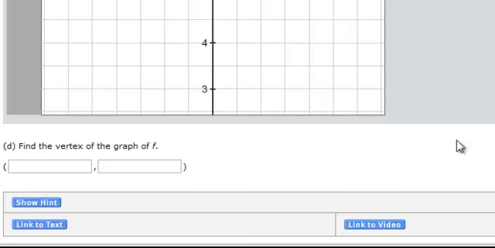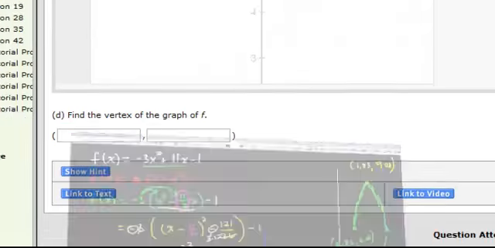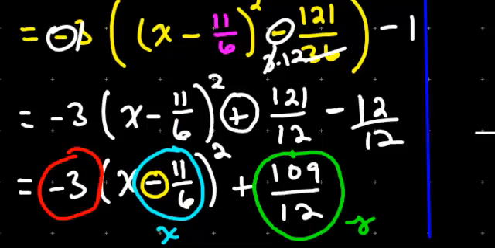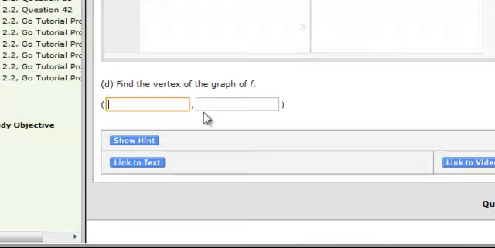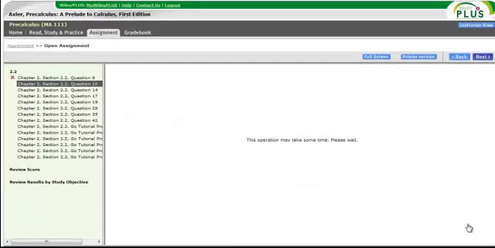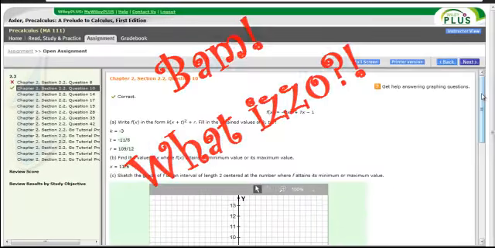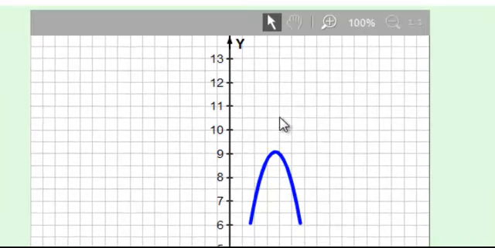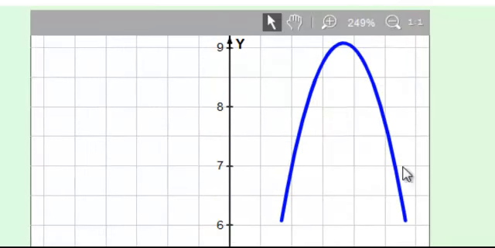Now the vertex of the graph, make sure we got that. Let's put in the exact form, 11 sixths and 109 over 12. Okay, let's submit the answer and see what we get. Okay, very good. I hope that helps you out. Again, as you see there as I'm working, you have to be very careful with these graphs to make sure you get the points almost exactly correct. So use the zoom in button, and it'll help you get your answers a little more fine-tuned, okay?